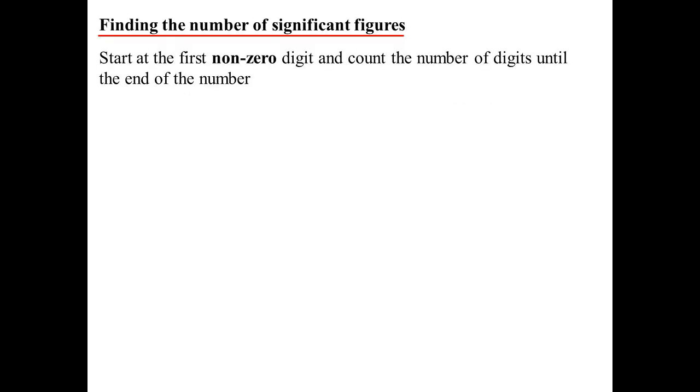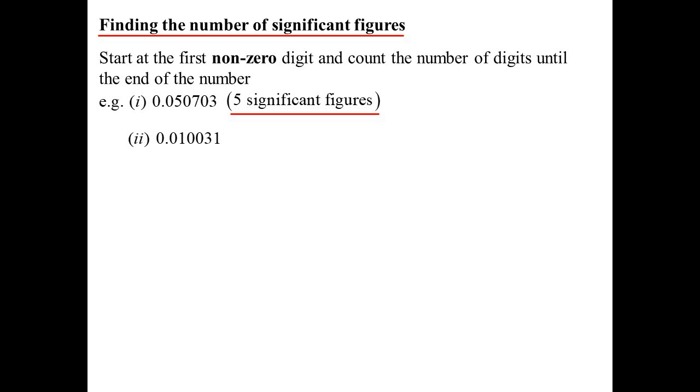So how do we work out how many significant figures? Because that's important. We want to know how significant this answer is. Start at the first non-zero digit and simply count until you get to the end of the number. So back to our 0.050703. I start at 5 and I count. There are 5 numbers there. It's got 5 significant figures.